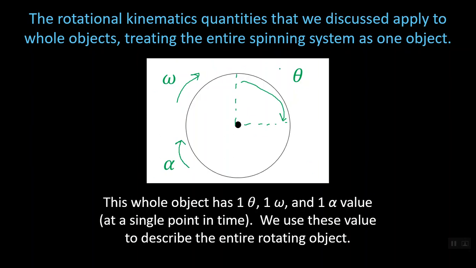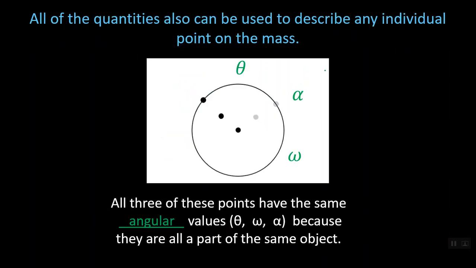So maybe the wheel is moving at an angular velocity of 10 radians per second, or the disk is spinning at -2 radians per second. We've been applying these quantities to the entire rotating object. But these quantities can also be used to describe individual points on that object, on that rotating mass that we are looking at. So if I have this spinning disk here, and it has a couple of points on it, one in the center, one in the middle, and one on the edge, let's say the entire disk rotates through an angular displacement theta.